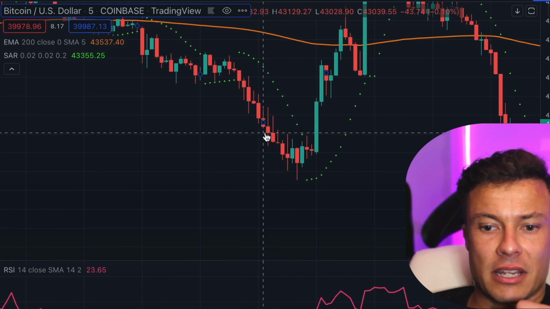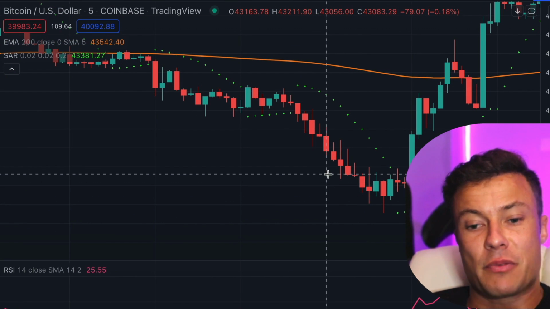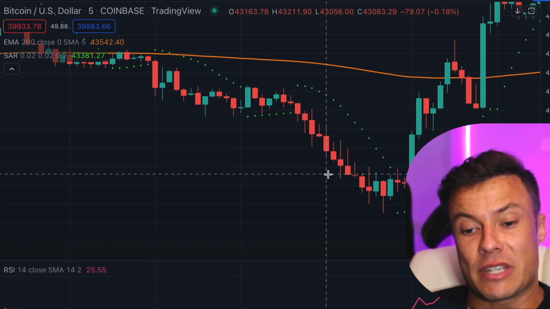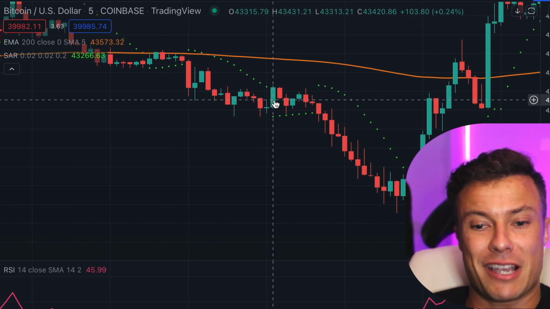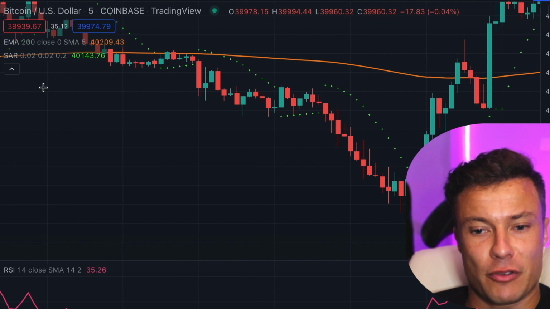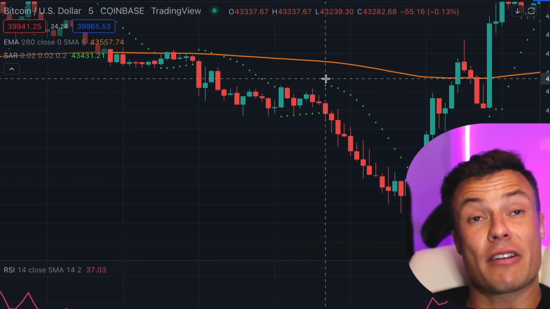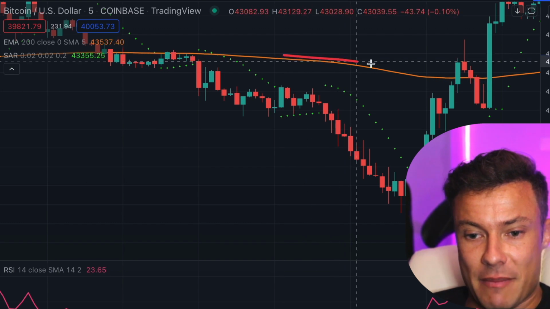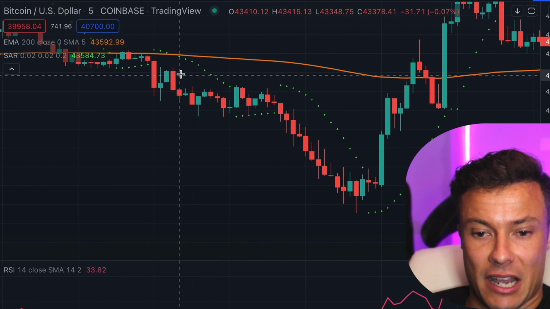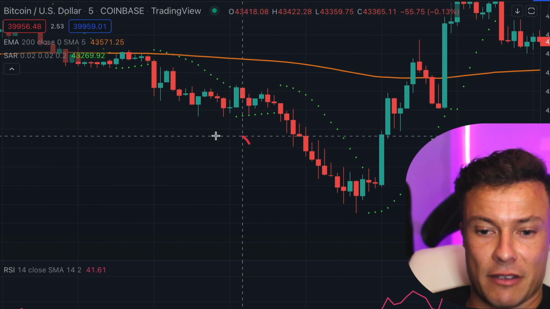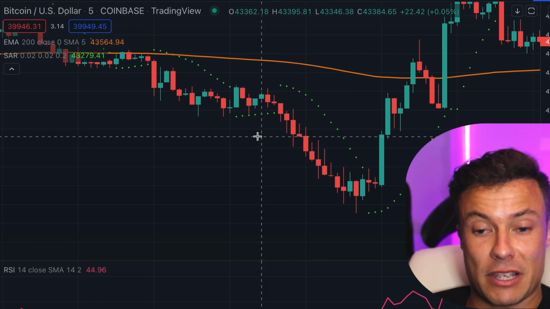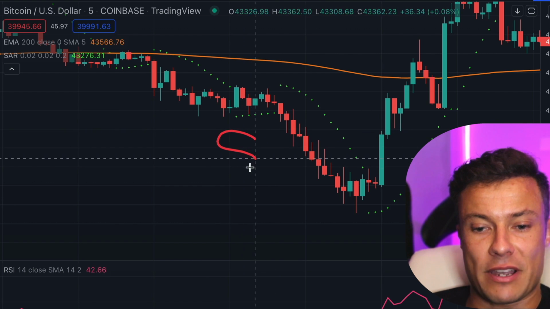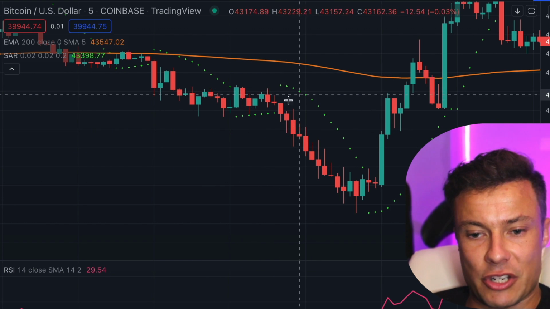Now the reason we're using open targets, guys, is because we can pick up potentially some massive moves. So here I'm going to show you a sell example. As you can see, the EMA is here, and we're currently underneath the EMA, which is good. So we're looking for a sell, or a short position here.